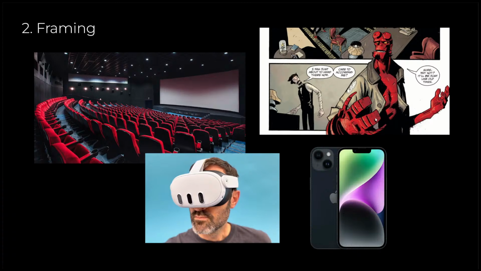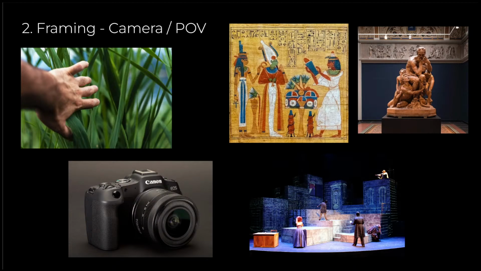The second one here is framing. Framing is a little bit bizarre, but it's something to think about. Whenever you're making something, you have some kind of framing in mind. Maybe you're showing your thing in a cinema, in a comic book, in a VR headset, or on a phone. Depending on the framing, you are going to think differently about how you present something, or which aspects are important to consider. I think often with framing, we always have some kind of camera or POV.